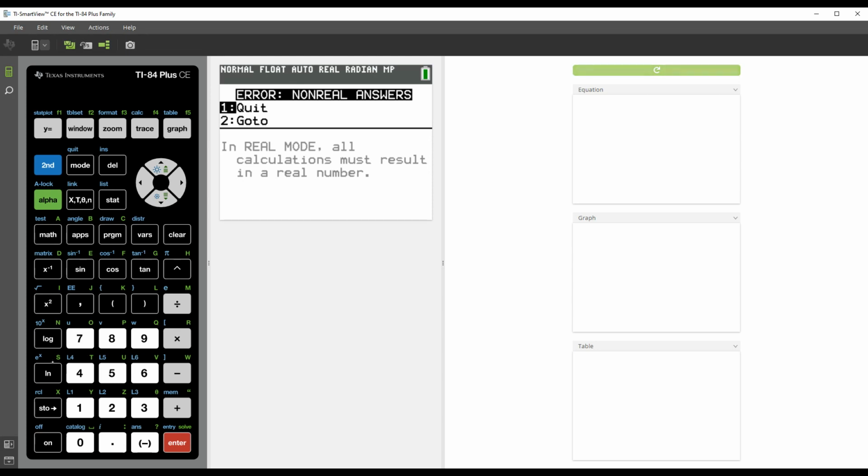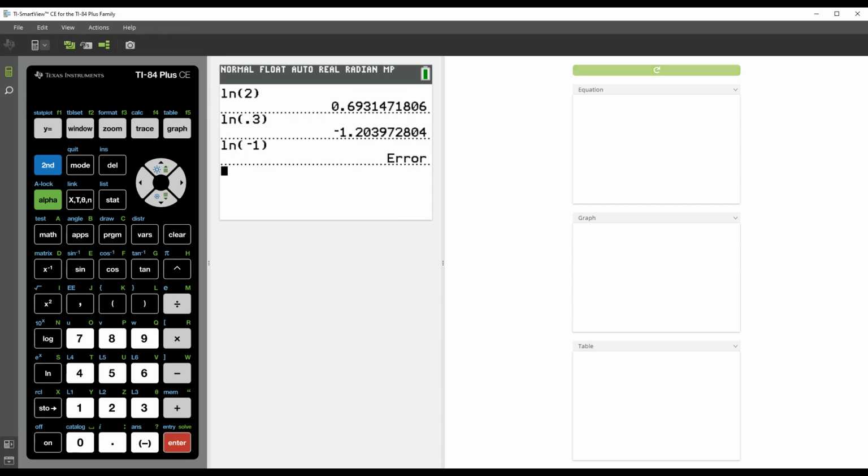And on number 4, natural log of 1 plus root 2. To make your calculator do root 2, second x squared, and then the 2, use the arrow key to get over, and then do your parenthesis. 0.881.